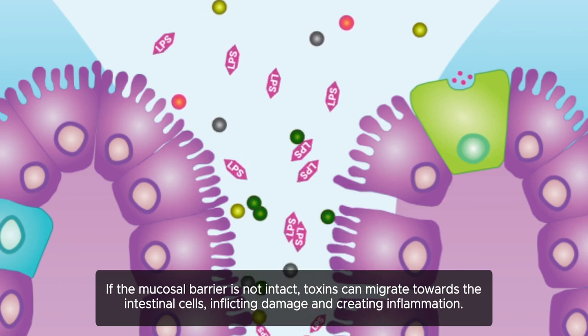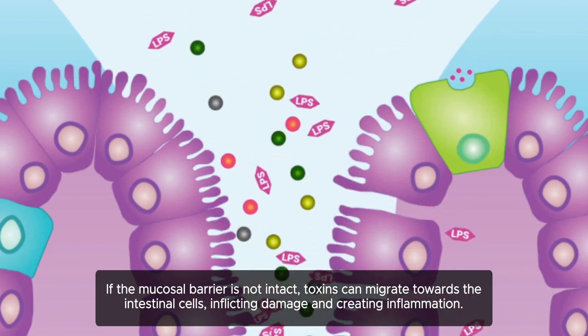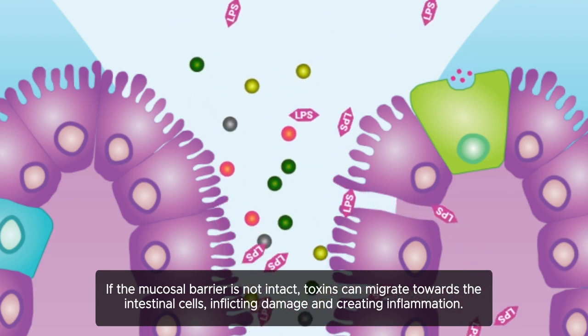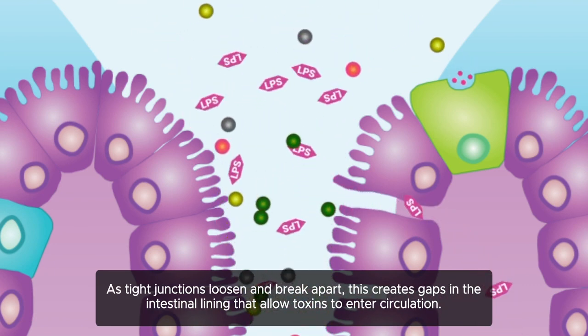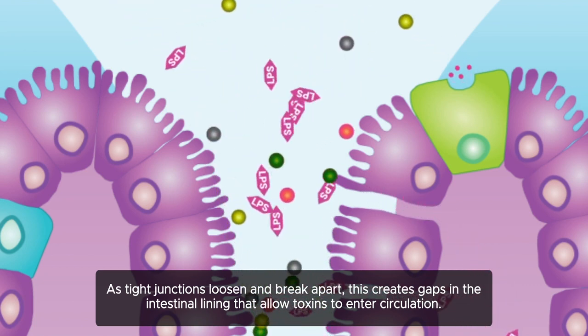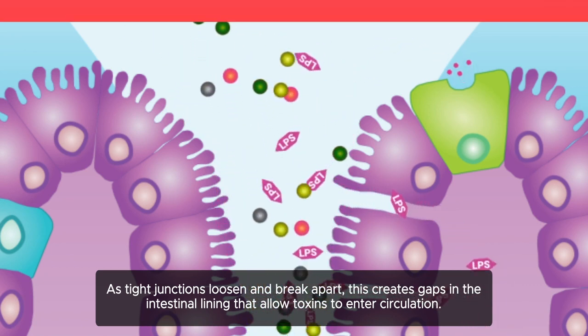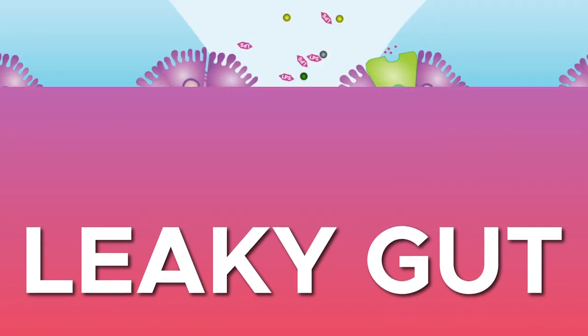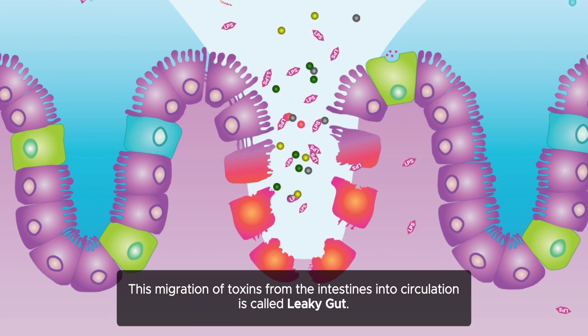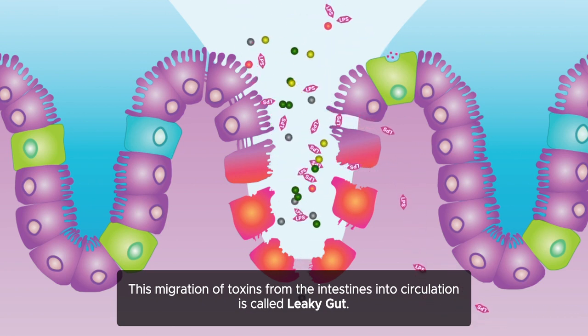If the mucosal barrier is not intact, toxins can migrate towards the intestinal cells, inflicting damage and creating inflammation. As tight junctions loosen and break apart, this creates gaps in the intestinal lining that allow toxins to enter circulation. This migration of toxins from the intestines into circulation is called leaky gut.